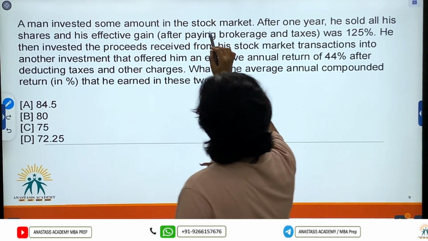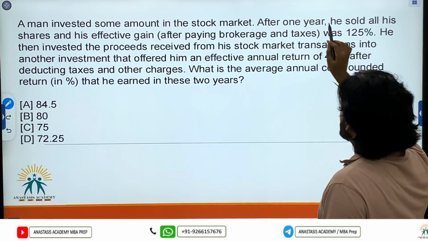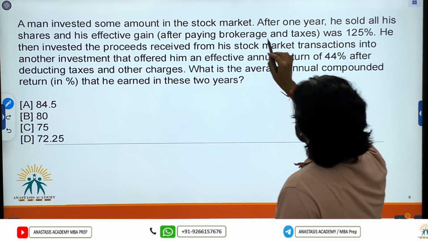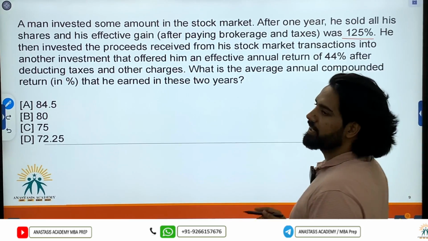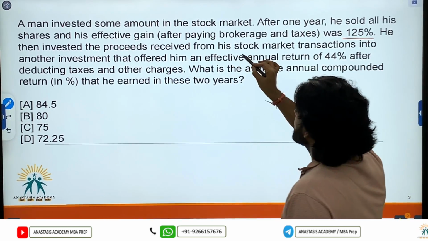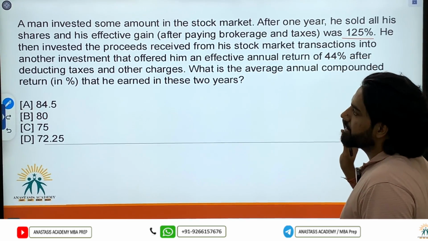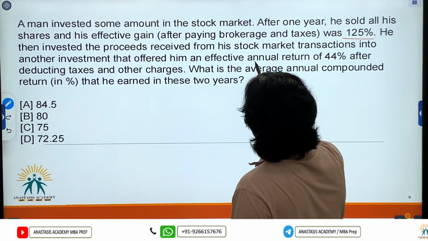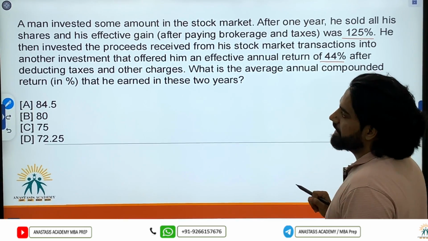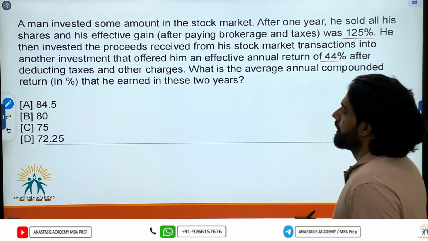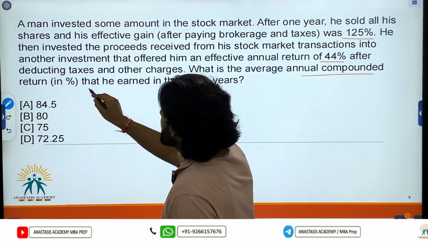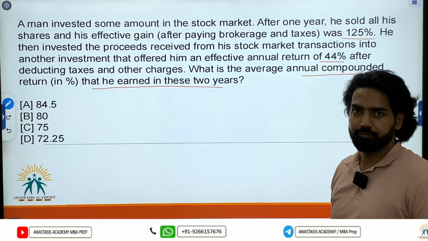invested some amount in the stock market. After 1 year, he sold all his shares and his effective gain after paying brokerage and taxes was 125%, right? He then invested the proceeds received from his stock market transaction into another investment that offered him an effective annual return of 44% after deducting taxes and other charges. So we have to find the average annual compounded return in percentage that he earned in these 2 years, right?